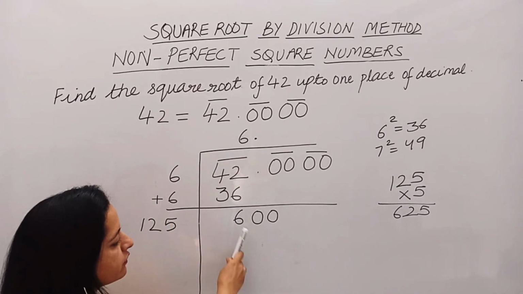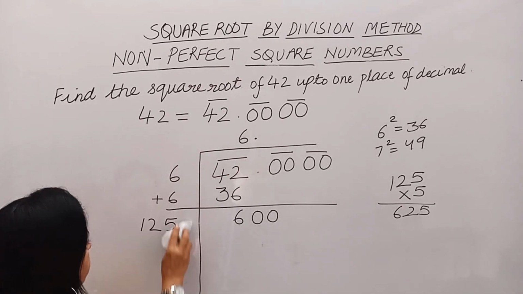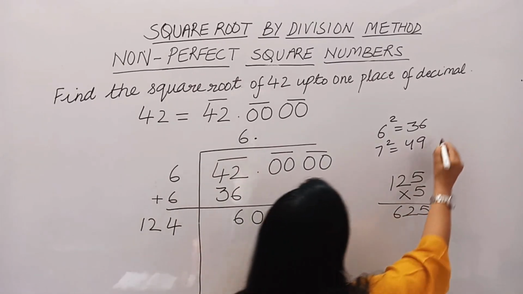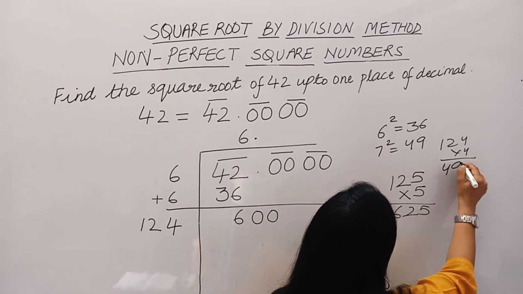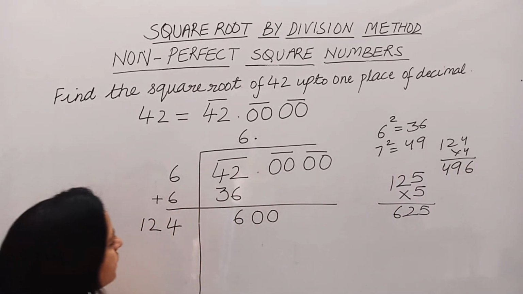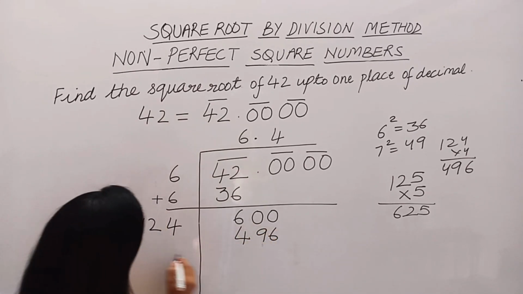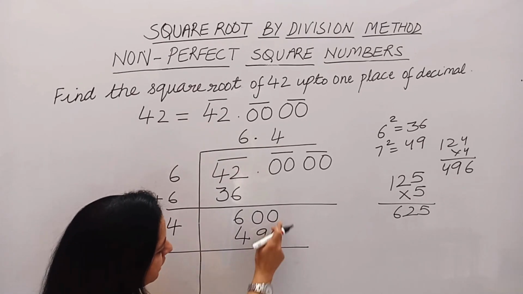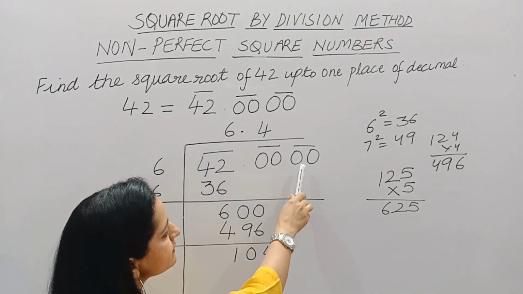Now this 625 is greater than 600. So instead of 5, we can write here 4. So this becomes 124 and 124 multiplied by 4 is equal to 496. So we can write here 4 and here 496. Subtracting this, we get 10 minus 6 is 4, 9 minus 9 is 0 and 5 minus 4 is 1. Now we need to bring down this pair of digits.